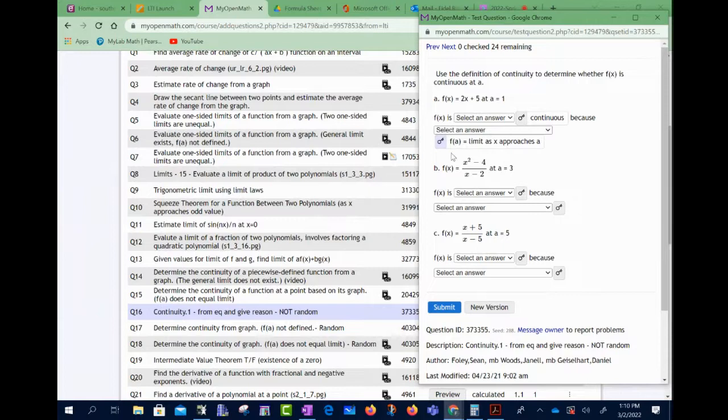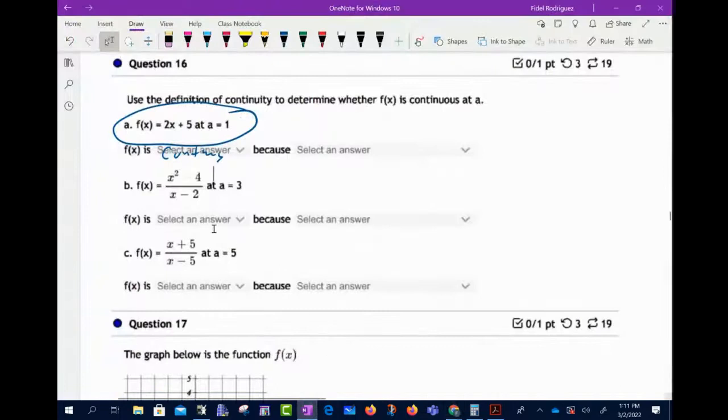Okay. Now, let's take a look at this one here. f of x equals x squared minus 4 over x minus 2 at a equals 3. Okay, so first thing, if we wanted to know if it was continuous at 3, if we wanted to find the limit at 3, I'm going to come back to the same problem that I got right here. It's the same question. If we wanted to find the limit as x approached 3, what would be our approach?